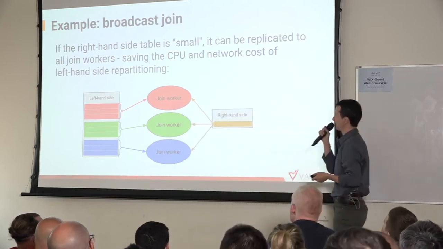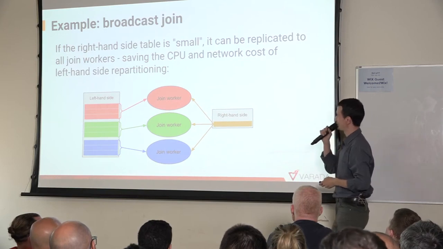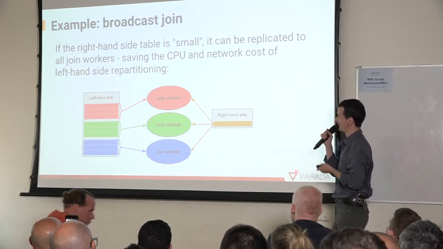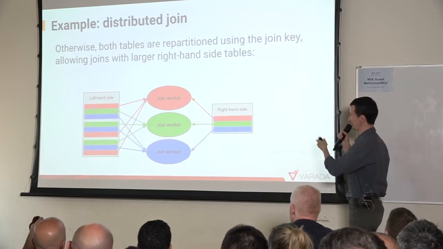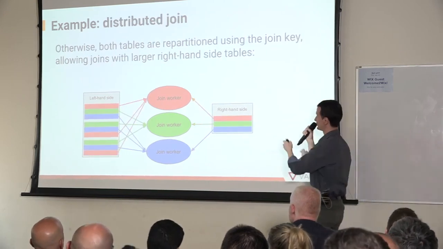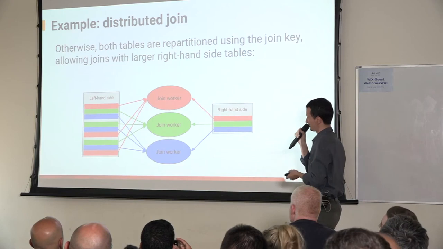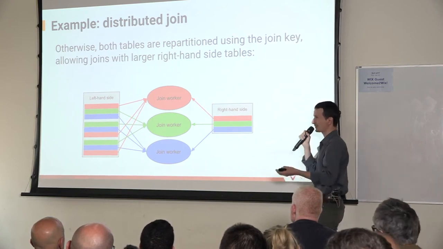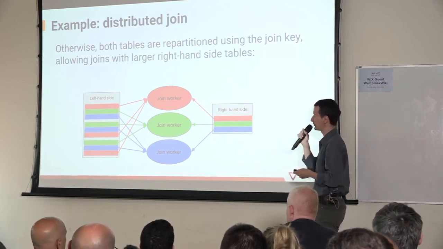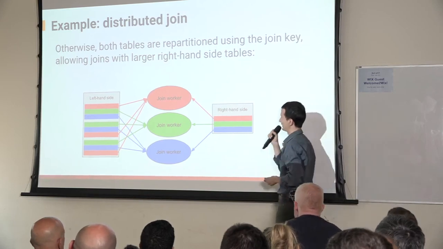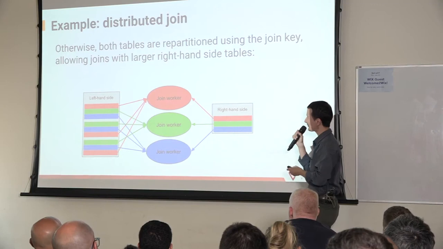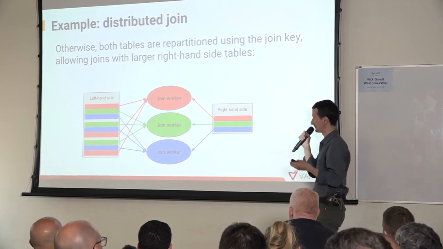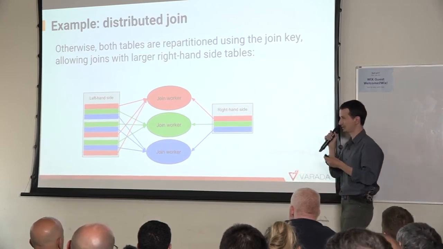So you don't have the CPU cost and the networking cost which happen when you do a distributed join. On the other hand, of course, if your right-hand side is too large to fit in one node's memory, you need to do the distributed join, and then you can do joins on much larger tables.